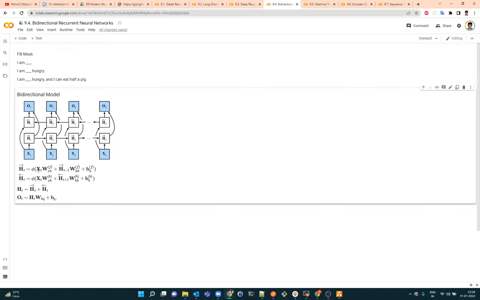It's almost similar to what we have seen before. We have just two vectors. One looks backward in time and one looks forward in time, essentially the next tokens and the previous tokens. Then we just add them and pass it to the output. So that's quickly about bidirectional RNN.